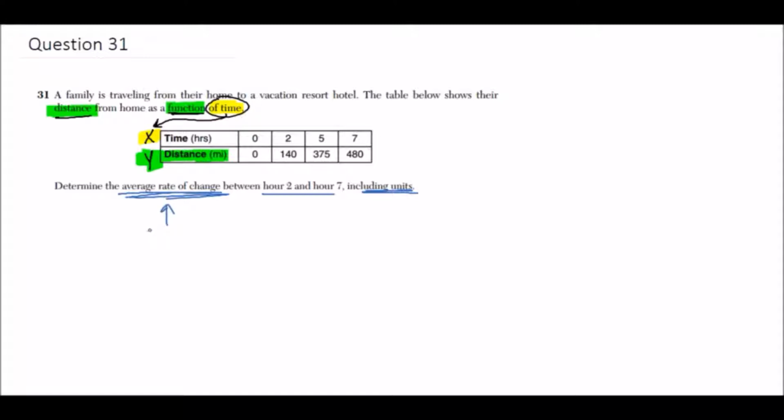The average rate of change is basically a fancy way to say slope. It represents how quickly the distance is changing per hour. So the slope formula is the change in y over the change in x, or y2 minus y1 over x2 minus x1. Well, we've established that these are the y values, so we're going from 2 to 7. This must be y1, this must be y2, this must be x1, this must be x2.